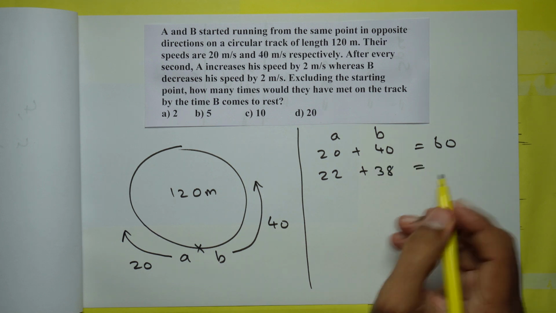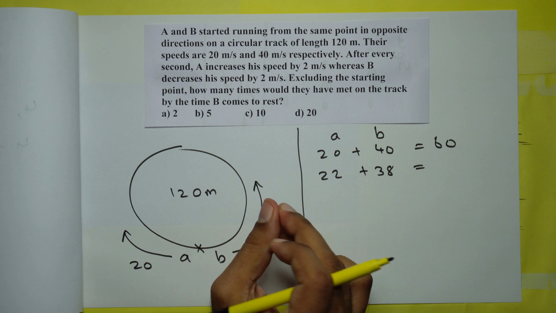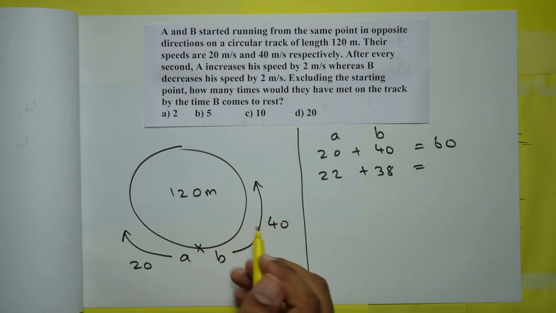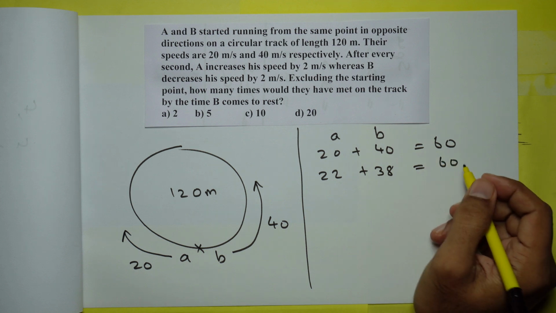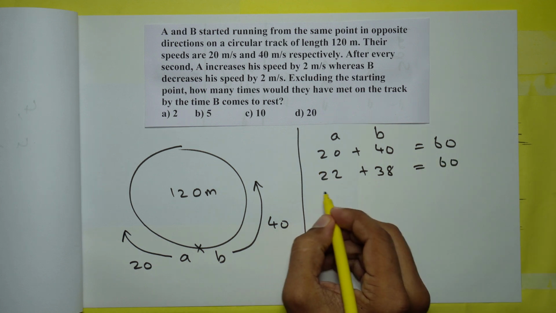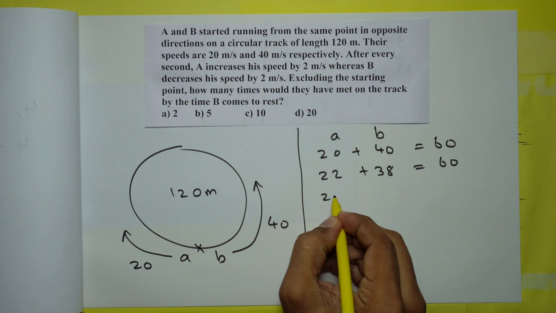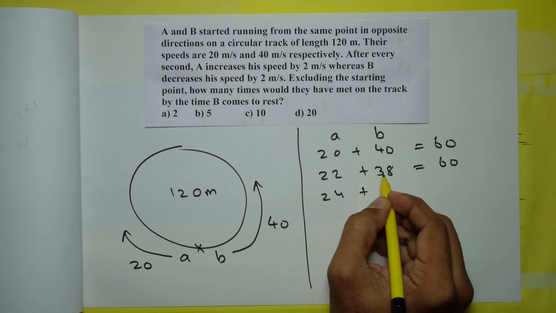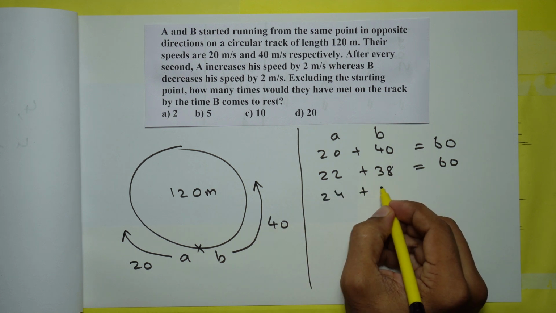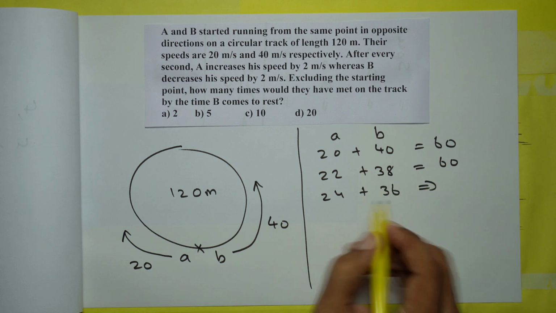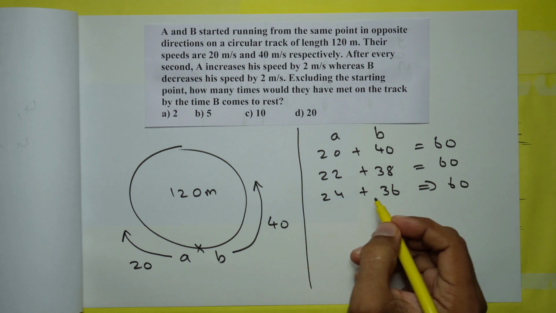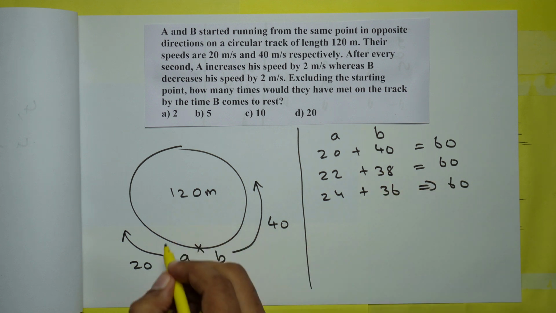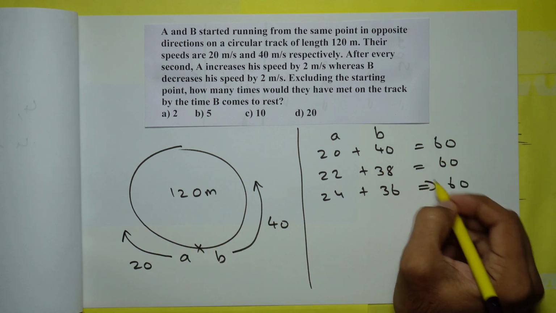So now relative velocity will again be the sum of their speeds because they are moving in opposite directions. So 22 plus 38, again it will be 60. In the next second, again A will increase the speed by 2, so it will be 24. B will again reduce the speed by 2 meters per second, so it will be 36. So again their sum is 24 plus 36 is 60. So you can see that the relative velocity between A and B is a constant 60.